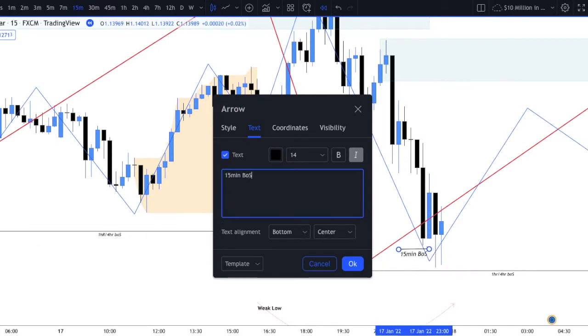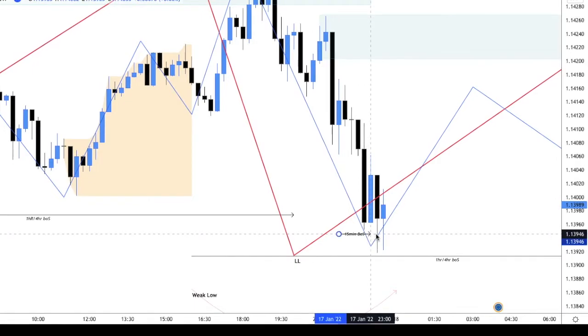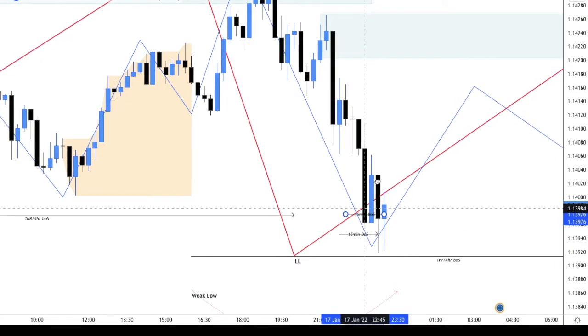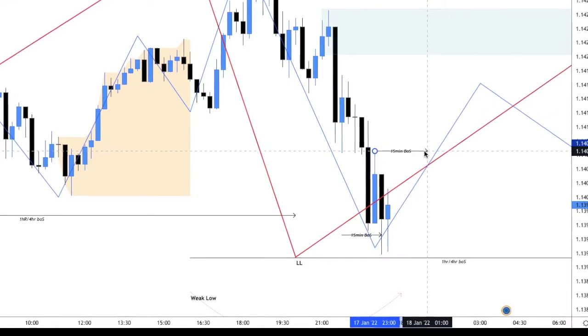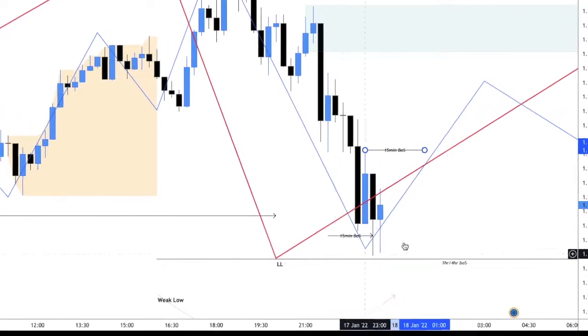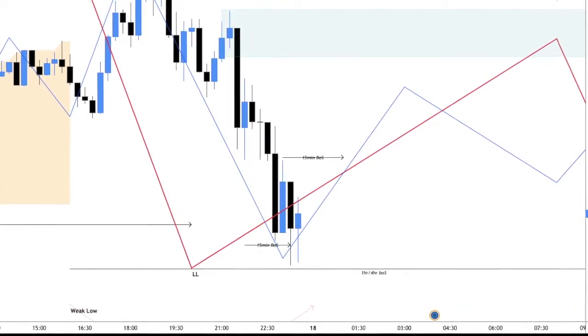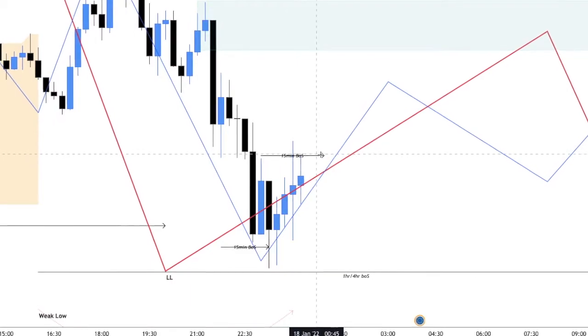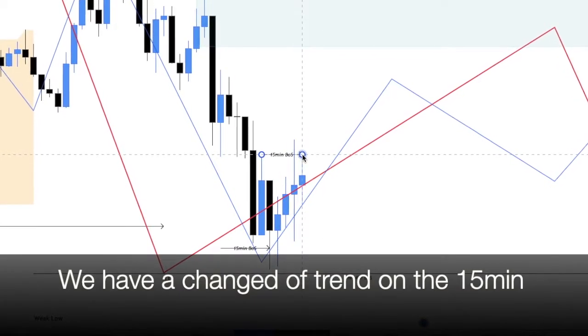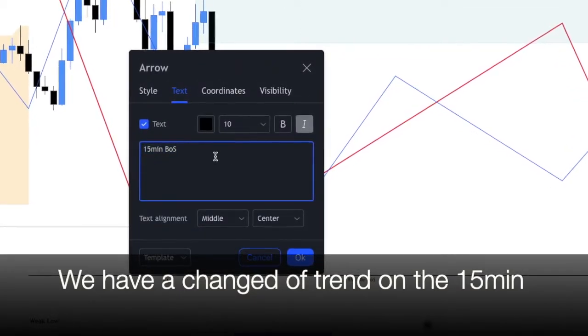We've had a 15-minute boss here. As you can see, we've had a 15-minute boss. Above here is our next 15-minute boss to break trend and have a change of trend of order flow. Let's just see what price action does here. You need to follow the market as it goes, and we have broken structure. So we've had a change of trend right here.